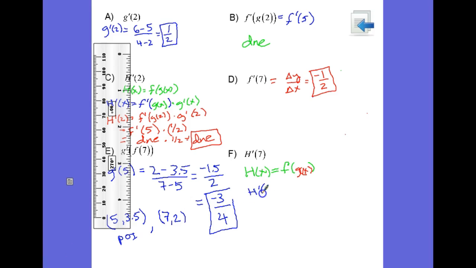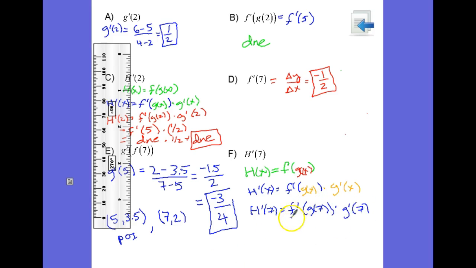And so we have h prime of x is equal to f prime of g of x times g prime of x. And in this particular instance, we are looking at the slope at the point x equals 7. So h prime of 7 will be equal to f prime of g of 7 times g prime of 7.